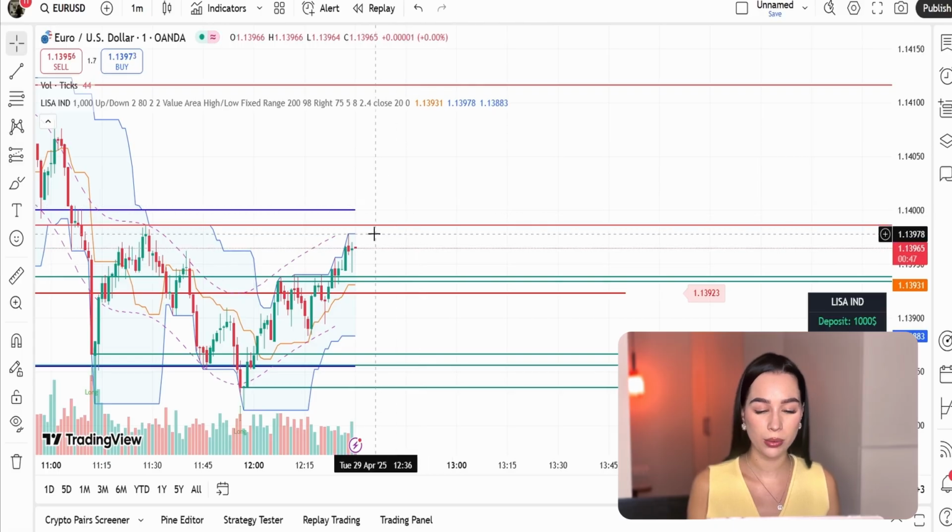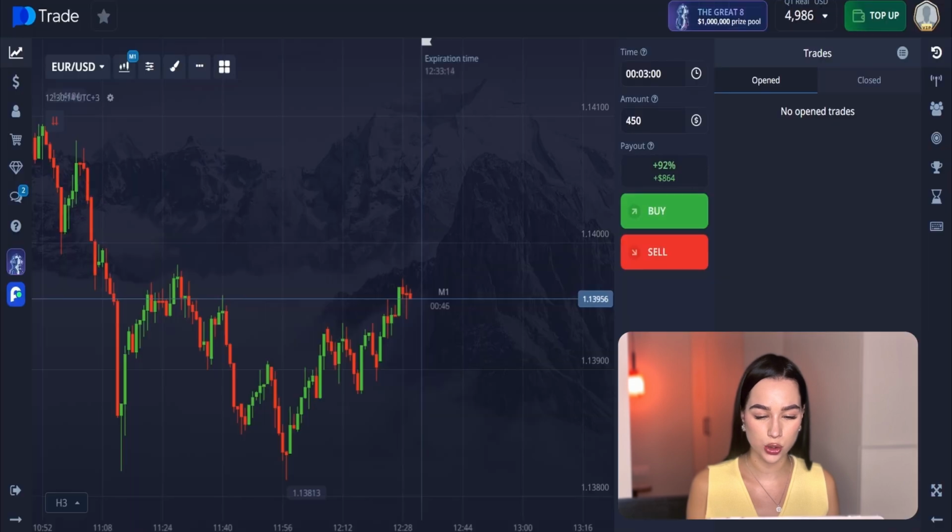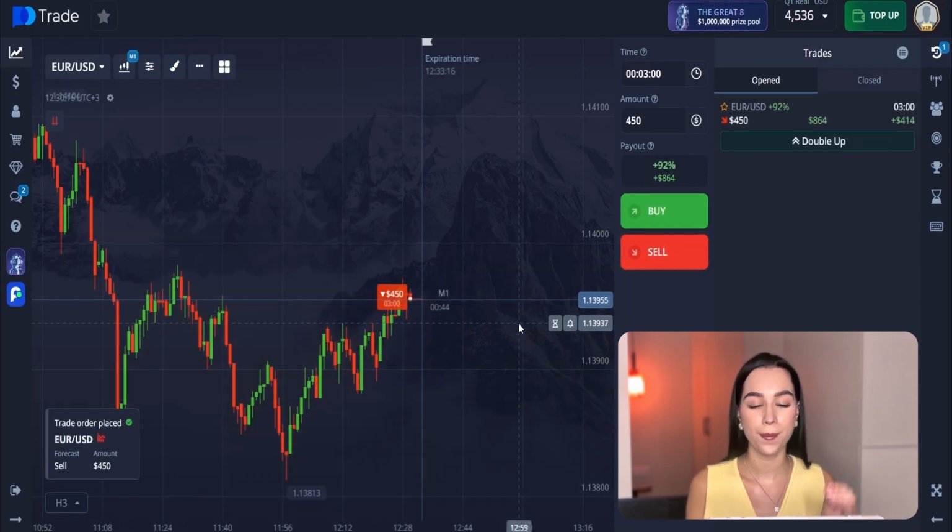So now we will quickly open a sell trade for 3 minutes for $450.